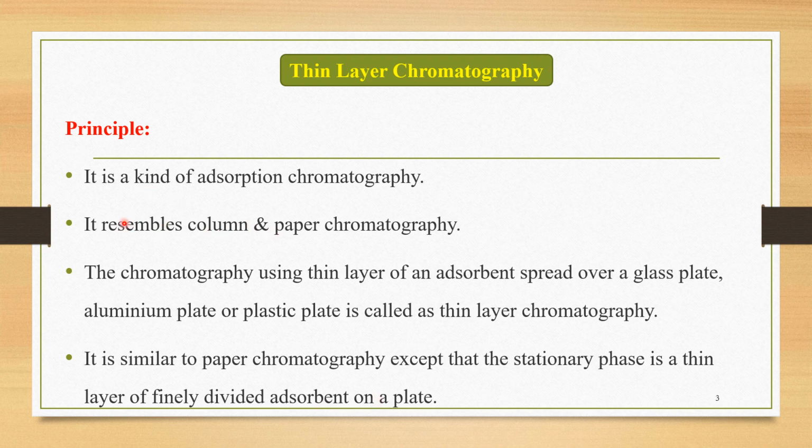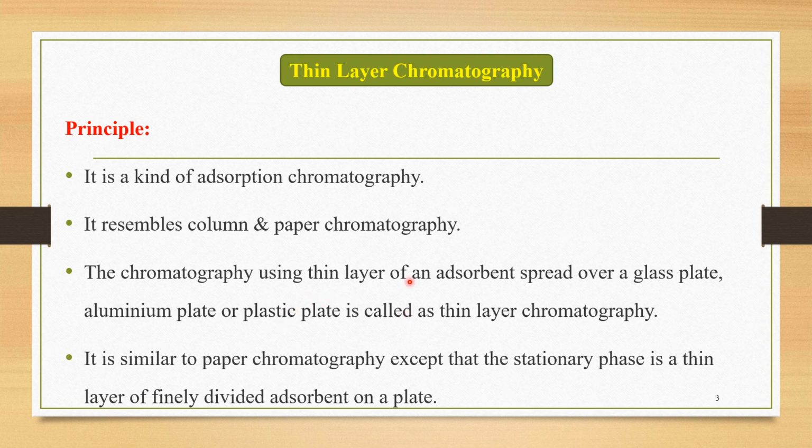As far as the principle of thin layer chromatography is concerned, first of all, it is a kind of adsorption chromatography. It resembles both the chromatography which we studied in our previous lectures, that is column and paper chromatography. Now, what is actually meant by thin layer chromatography? It is one technique in which we can separate a mixture into its constituent components with the help of two phases. One is the mobile phase, second is the stationary phase.